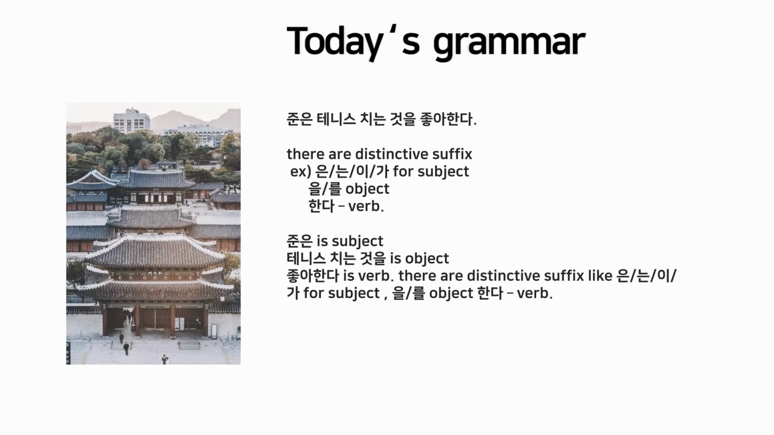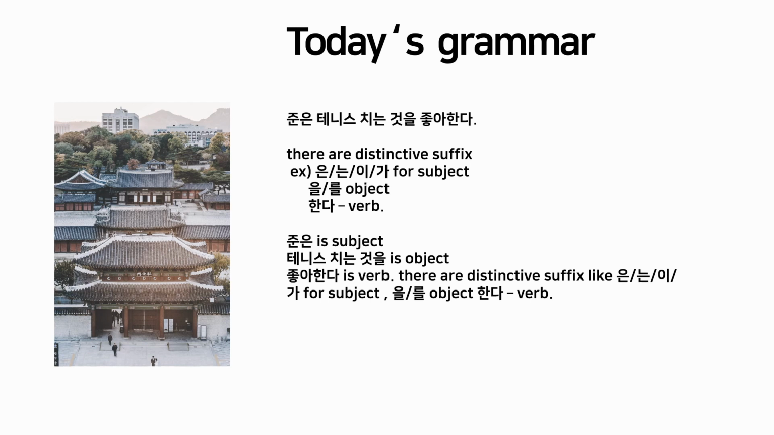Even though the sequence of the words can be mixed in the sentence, Korean people know 주는 is the subject, 테니스 치는 것을 is the object, and 좋아한다 is the verb. Because there are distinctive suffixes like 은, 는, 이, 가 for subject, 을, 를, object, 한다, verb.